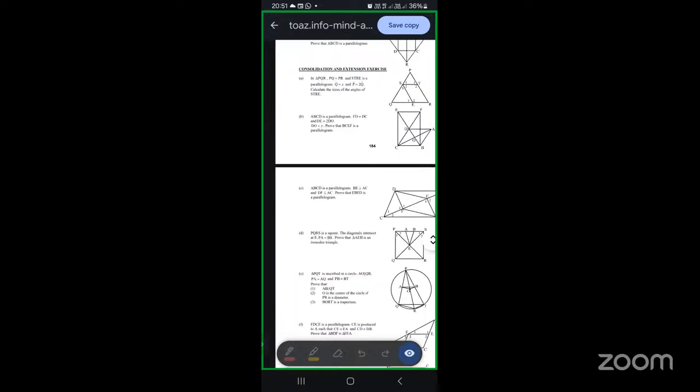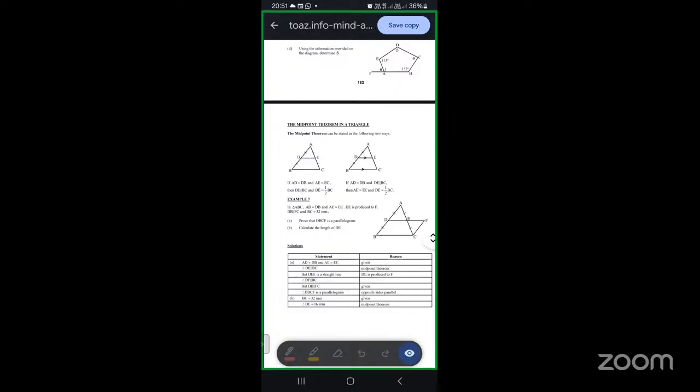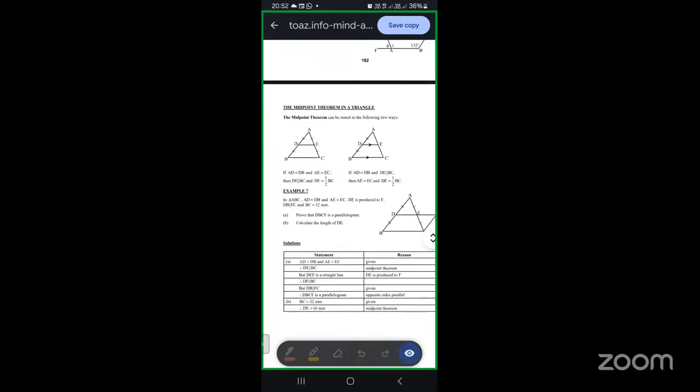The midpoint theorem can be stated in the following two ways. We have got this triangle on the left, and this triangle on the right. Those are the two ways the midpoint theorem can be stated. So the first triangle, they are saying if you are given that AD is equal to DB, and you are also given that AE is equal to EC, you can come to the conclusion that DE is parallel to BC, and this DE is half of BC. Does this make sense to you guys?